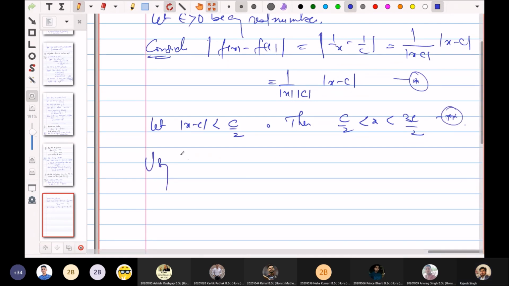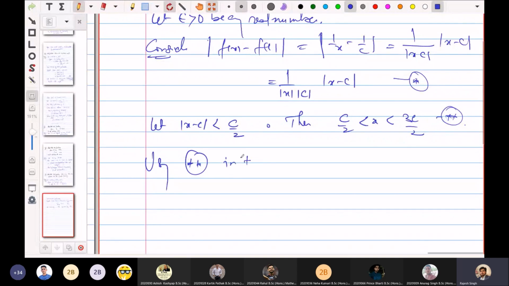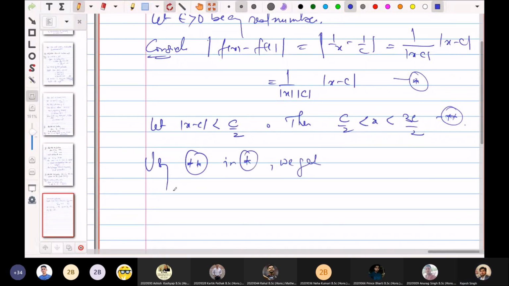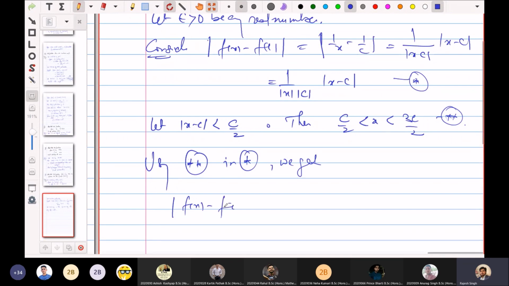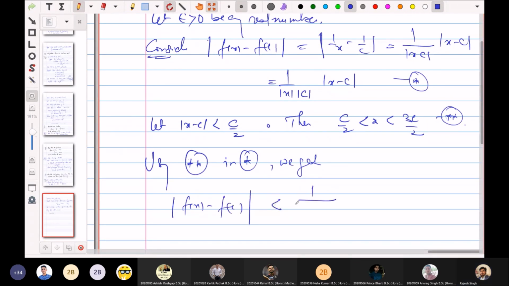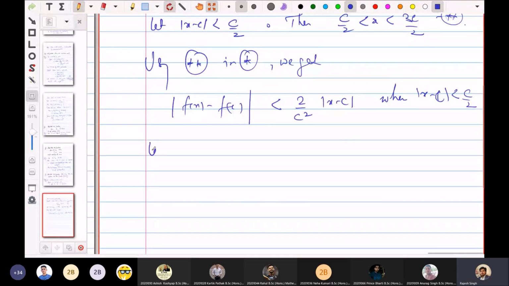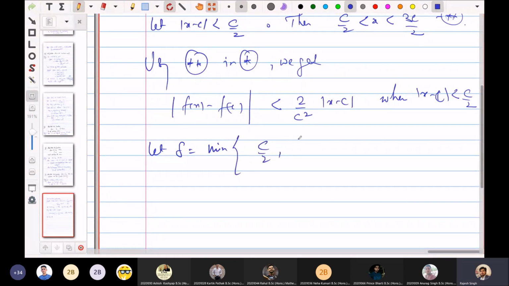So using double star in star, we get mod f(x) minus f(c) is less than, what is this, 2 by c square, 2 by c square mod x minus c. Mod x minus c is less than c by 2. Okay. So let delta, what will we take? Minimum of c by 2 and epsilon c square by 2.